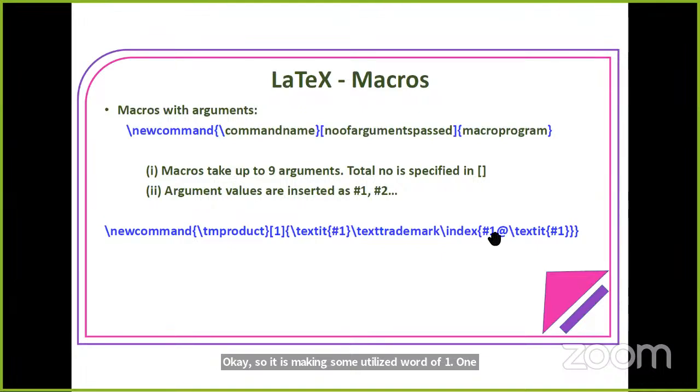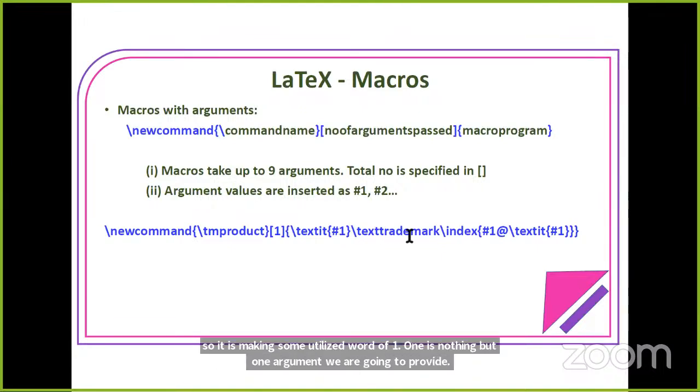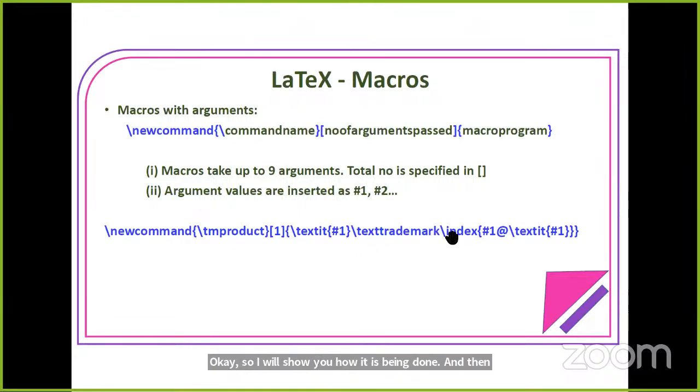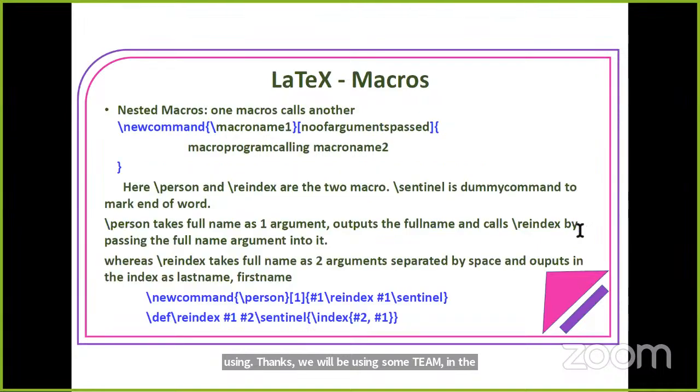Okay, so I will show you how it is being done, and then we are having some other commands also. There are 3 internal commands we are using. \textit is for italic text, and \texttrademark we will be using to put some TM in the superscript, and the index file we are going to do in the indexing. Okay, so this I will show you.